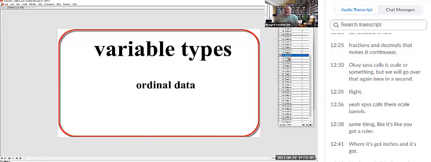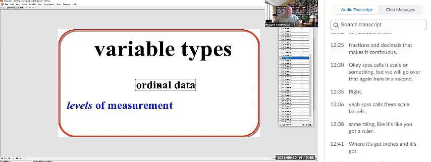And then your ordinal data. I personally love the ordinal data. I love ordinal data because it's kind of like a cross between a continuous variable and a categorical variable. In fact, SPSS allows you to use an ordinal data as a continuous variable or as a nominal variable. SPSS does that for you. I always thought that was kind of cool.